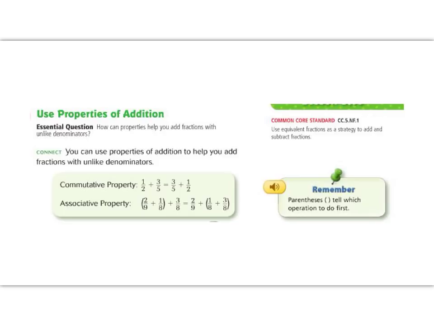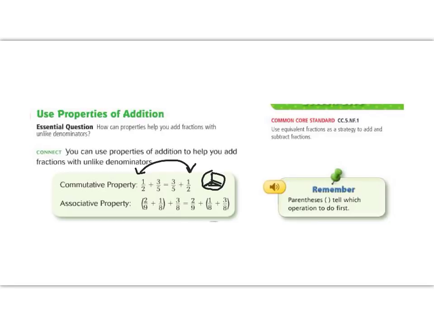The commutative property allows me to move my numbers around. So you can see here, I went from having 1/2 plus 3/5, and then I flipped them. Now I have 3/5 plus 1/2. The commutative property, we think of like a little car, so I'm going to draw a steering wheel, where you can drive your numbers around to different places and you'll still get the same answer.